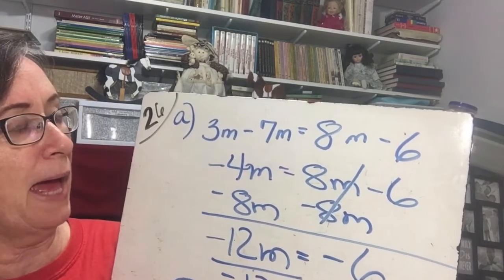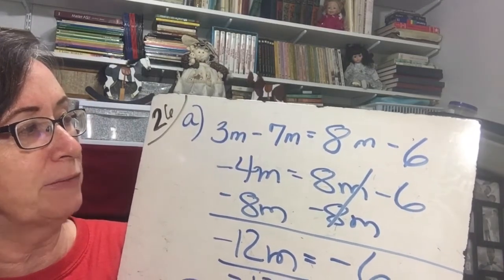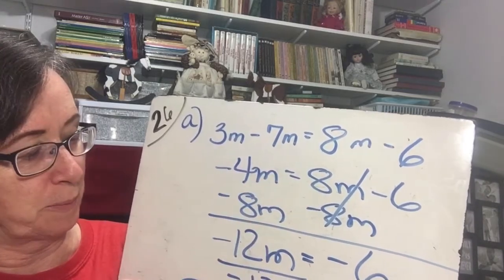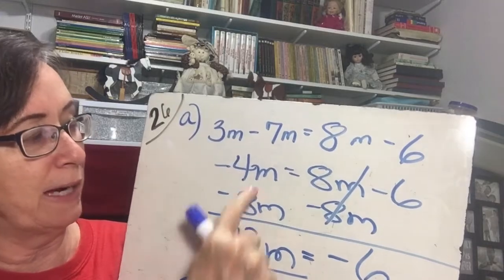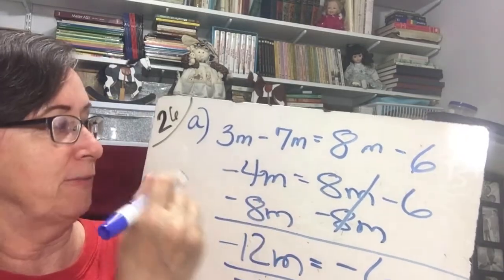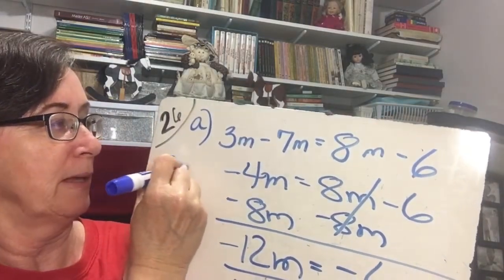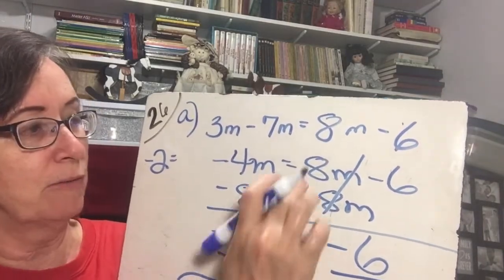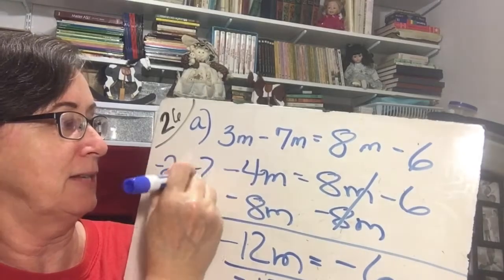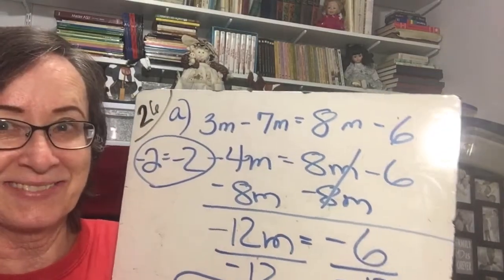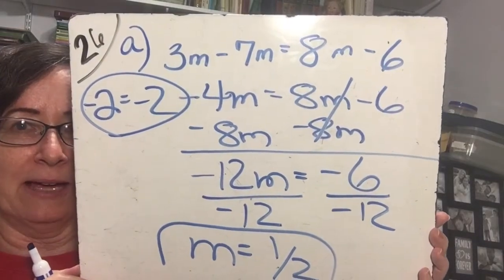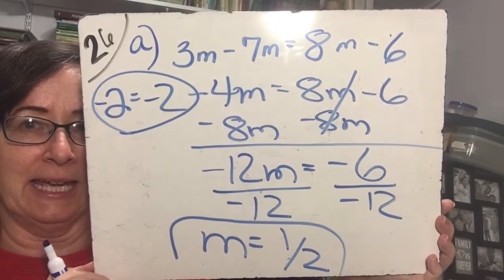Okay, so let's go back. And we would have, all right, you can see this one is true. So I'm going to start here because it's a little bit easier. So I'm going to plug in 1/2 here. Negative 4 times 1/2 is negative 2. 8 times 1/2 is 4. 4 take away 6 is negative 2. And it checks. Okay, so that's practice problem A. Hopefully you got the same answer.